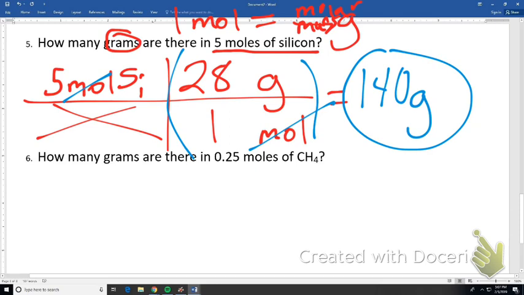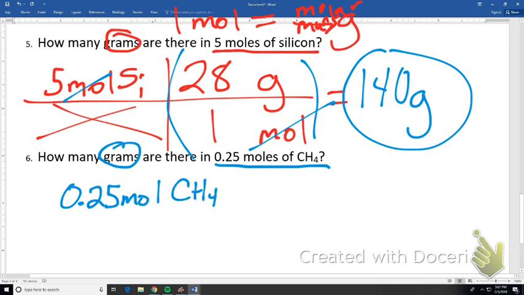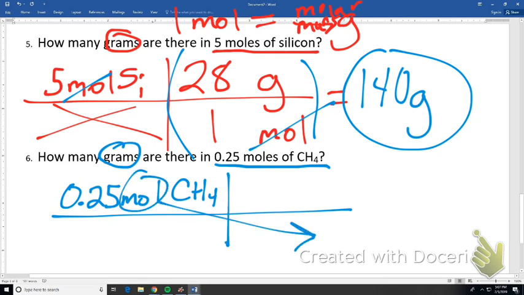All right, next question, but with the compound, just like before. Mark our text. How many grams are there in 0.25 moles of CH4? I want to solve for grams. So whatever I underline goes in the top left. 0.25 mole of CH4. Make my chart. And then bring down those moles. Goodbye moles. Bring them down. And then grams will go on top.